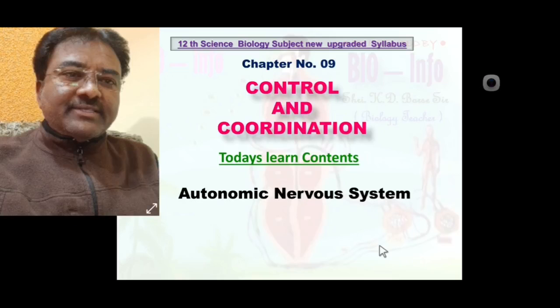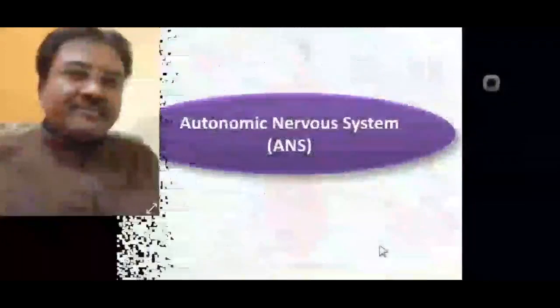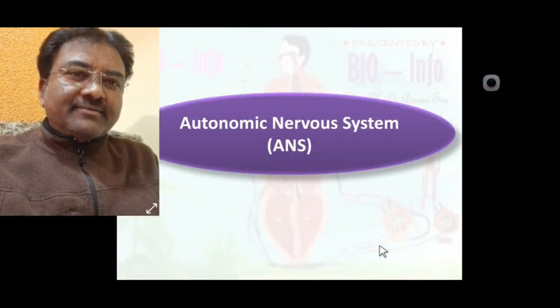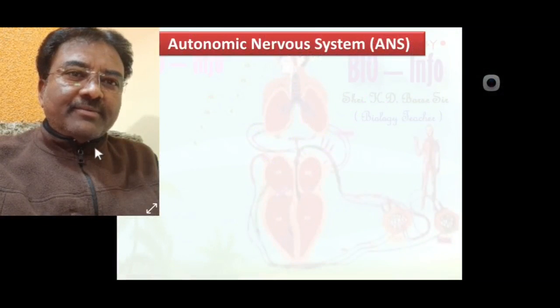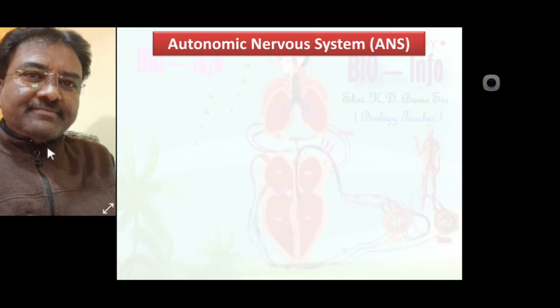autonomic nervous system. ANS means autonomic nervous system. Let us start. What is ANS? It means autonomic nervous system.